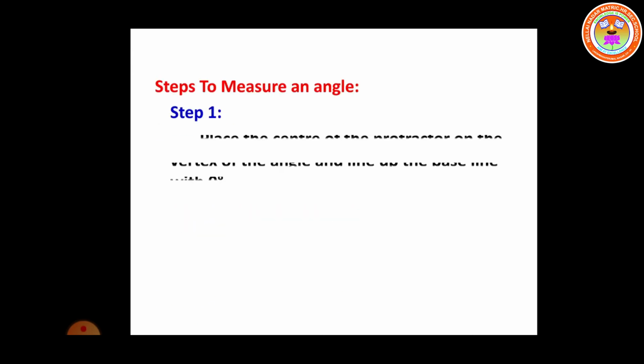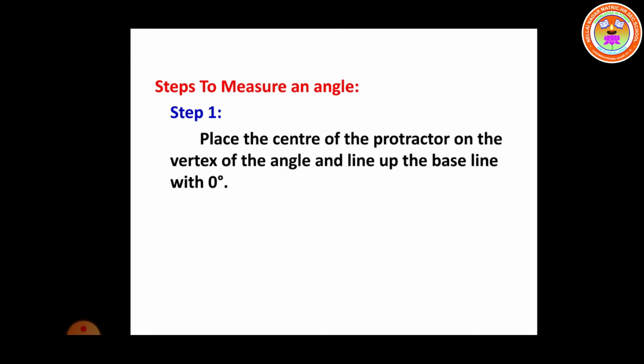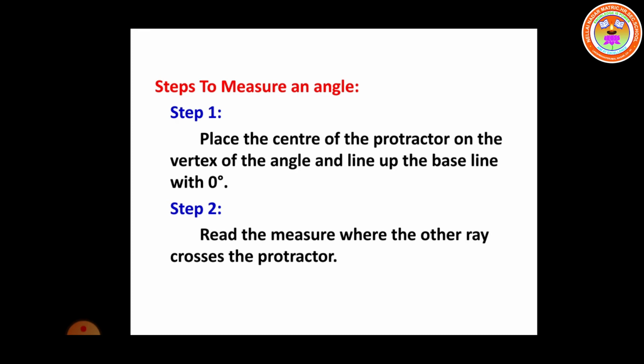So next one, steps to measure an angle. Step 1. Place the center of the protractor on the vertex of the angle and line up the baseline with 0 degree. Step 2. Read the measure where the other ray crosses the protractor. Let us see in example.